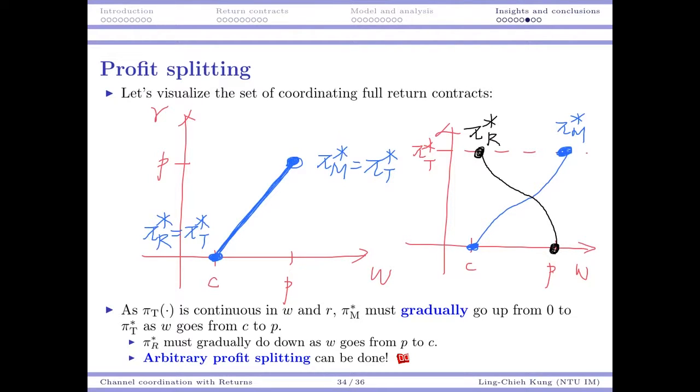For example, if you want the manufacturer to get this amount, then you just need to find that there is a wholesale price that can achieve this. And then you are allowed to really split the pie according to this setting. So now we have confirmed that return contracts are really amazing. They can help the system earn the maximum possible amount of money, and they can definitely make everybody happy because everyone can earn more than previously earned.